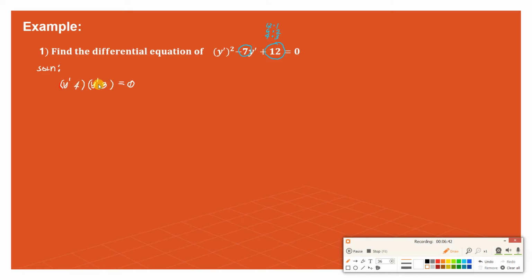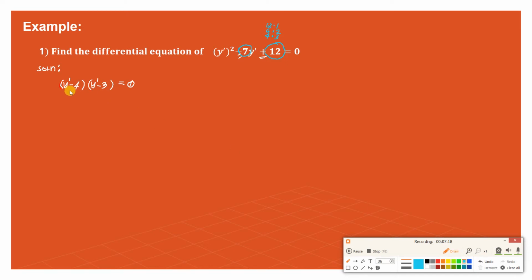So, but we're going to decide, now since this is 12, positive, it can be positive times positive or negative times negative. No, pwede siya. But the sign on the second term is negative, so we're going to choose minus subtraction. So let's check using FOIL method. Now y prime times y prime is y prime squared. Negative 4 times negative 3 is positive 12.